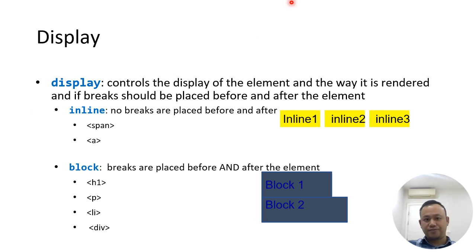For display, the display property is used to specify how an element is shown on a web page. Every HTML element has a default display value depending on what type of element it is. The default value for most elements is block or inline. The display property is used to change the default display behavior of an HTML element.